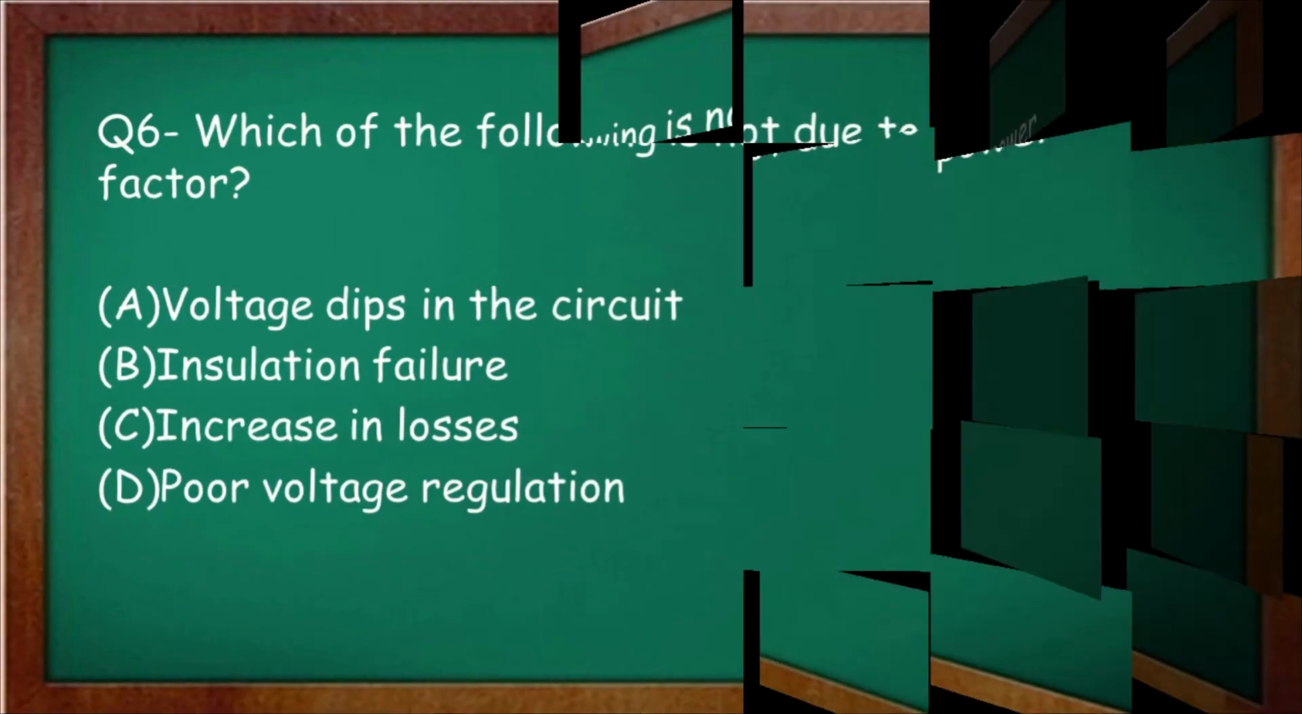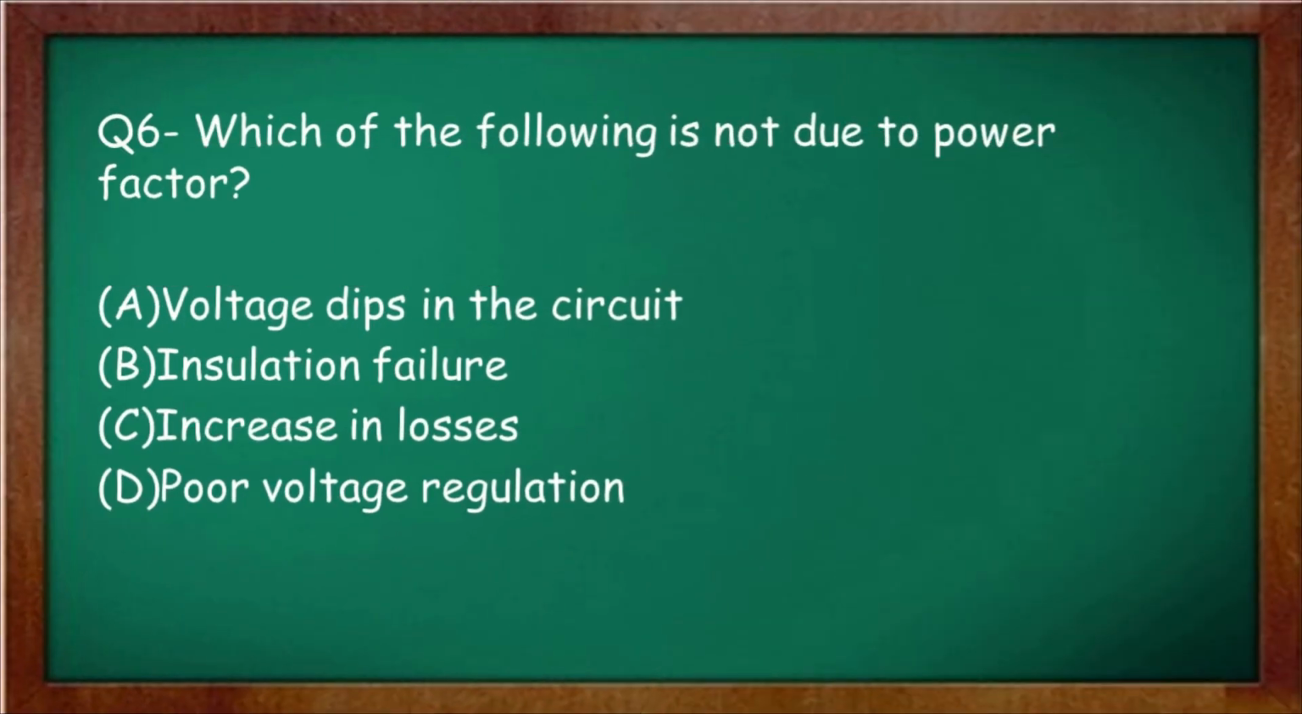Question 6. Which of the following is not due to low power factor? Option A voltage dips in the circuit, option B insulation failure, option C increase in losses, or option D poor voltage regulation. So the right option is option B. Due to low power factor, the insulation is not affected. So the right option is option B, insulation failure. The rest of the three options are affected due to lower power factor.